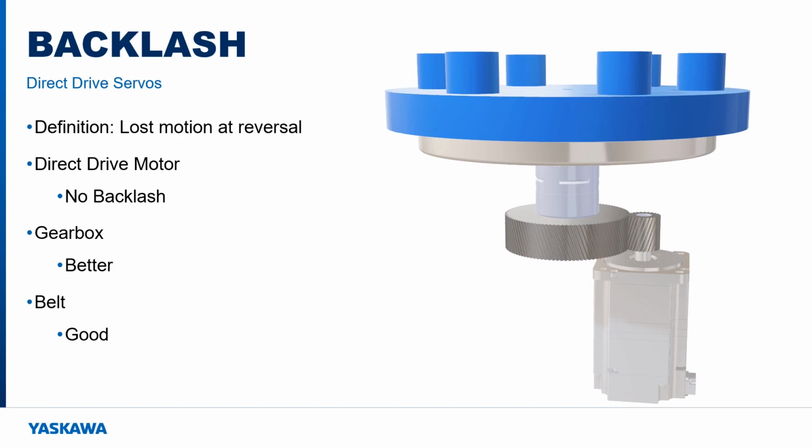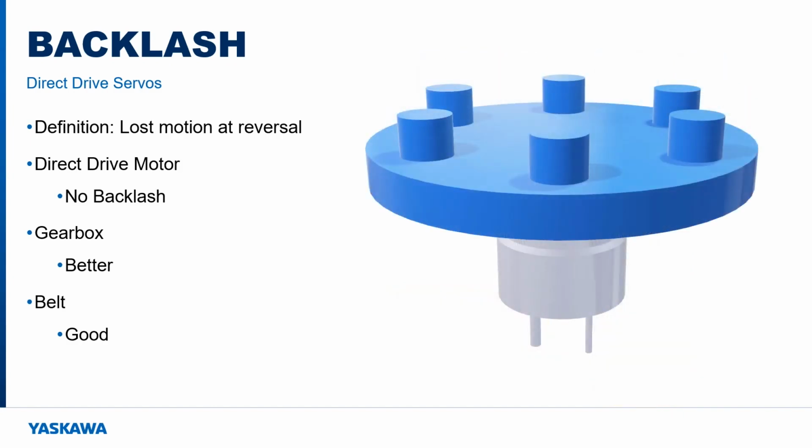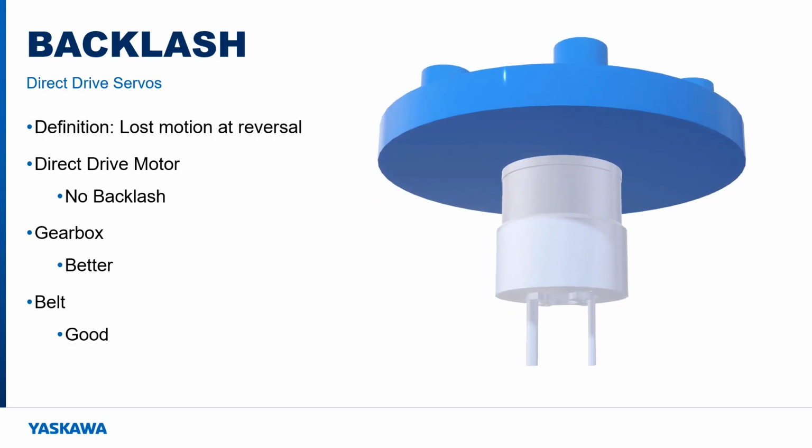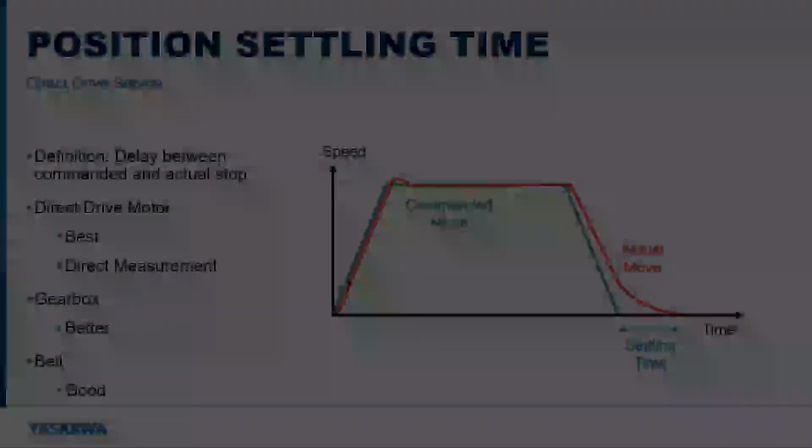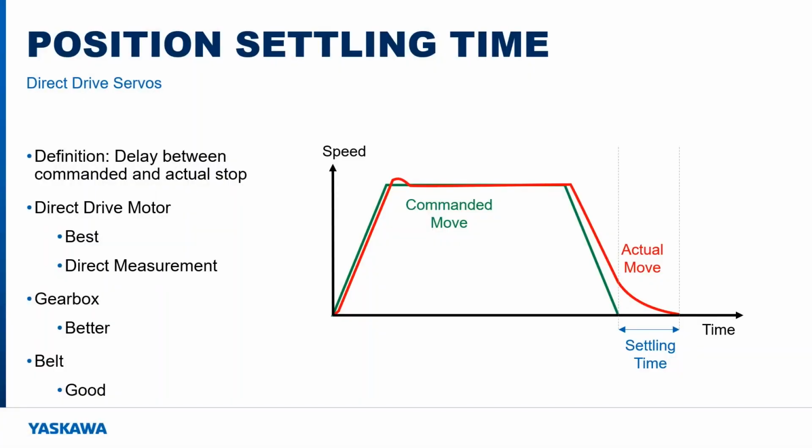The result, once again, is that the position of the load cannot be exactly determined by the position of the motor encoder, and it can also lead to tuning instability and noisy operation as the load effectively disconnects from the motor for a short time upon reversal. The direct drive motor is the only rotary drive mechanism that can truly claim zero backlash. Since the motor is directly connected to the load, the position measured by the motor encoder is much closer to the load itself.